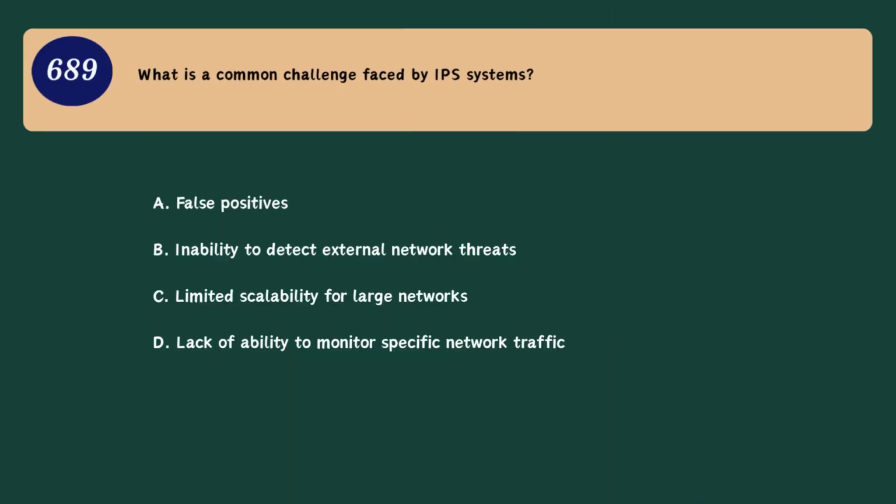Question 689. What is a common challenge faced by IPS systems? A. False positives. B. Inability to detect external network threats. C. Limited scalability for large networks. D. Lack of ability to monitor specific network traffic.